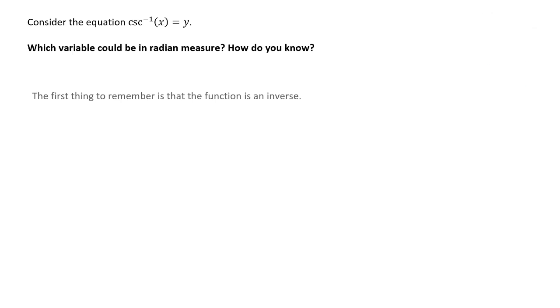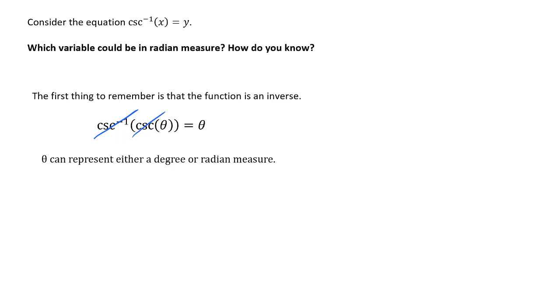The first thing to remember is that the function cosecant inverse is an inverse. So that means that we could apply it to a value like the cosecant of theta in order to cancel out the cosecant part and be left with just theta. In that way, cosecant inverse and the inverses of the other trig functions will often be used as a tool in order to solve for a variable like theta, or do some cancellation on one or both sides of an equation.